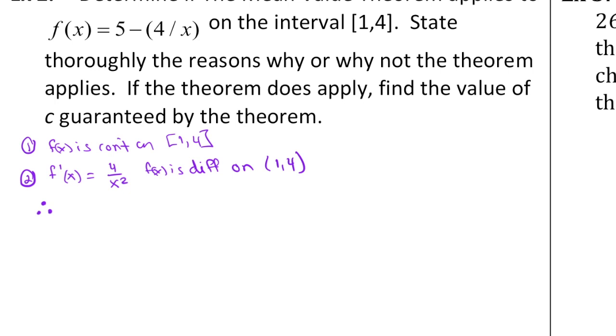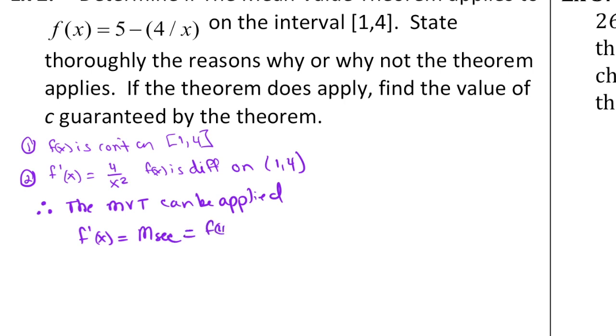Therefore, we know that the mean value theorem, MVT, can be applied. Specifically, we know that the derivative is going to be equal to the slope of the secant line, which is your average rate of change. When you find f of 4 minus f of 1 over 4 minus 1, you're going to take 4 over x squared and set it equal to 1, which tells us that x is equal to plus or minus 2.